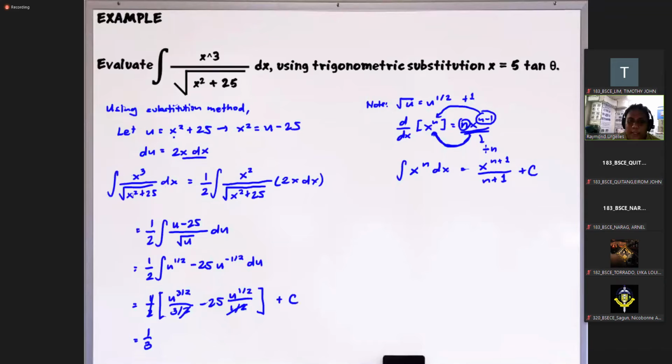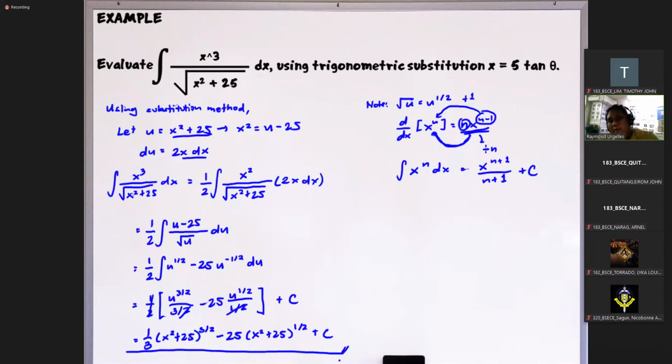So again, ano yung u natin? Ito. Palitan natin yung u ng x squared plus 25. So this is raised to 3/2, then minus 25, then u to the 1/2. Sorry, yung u natin is ito, x squared plus 25. So that's x squared plus 25 raised to the 1/2, then plus constant. So therefore, this is our final answer.